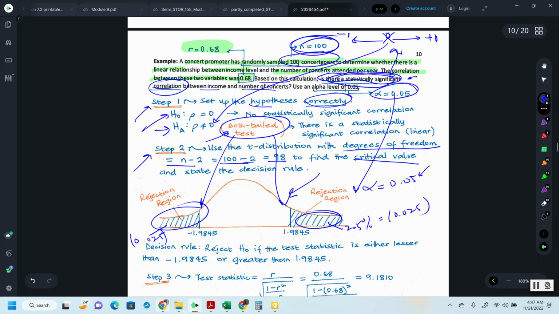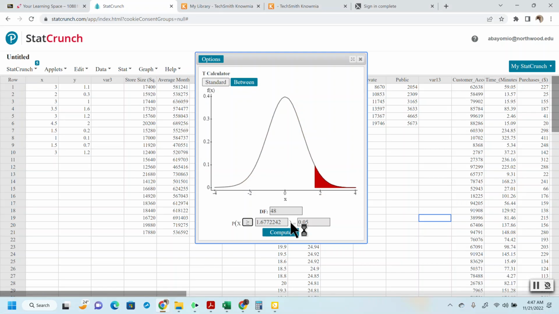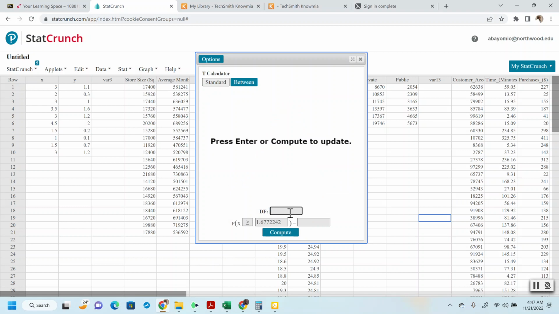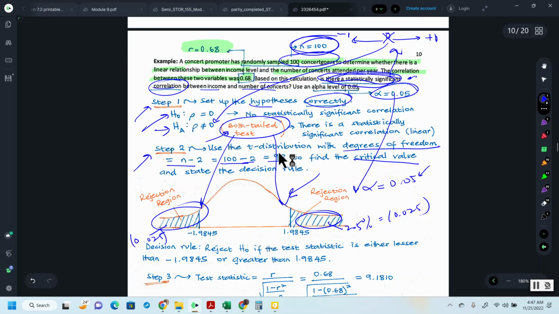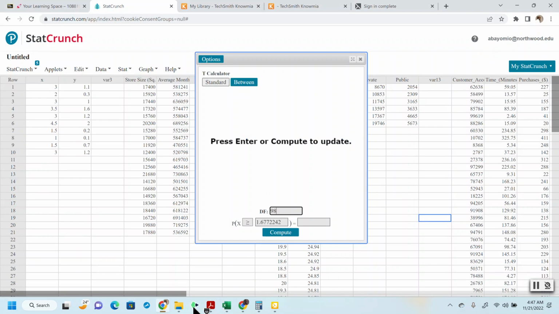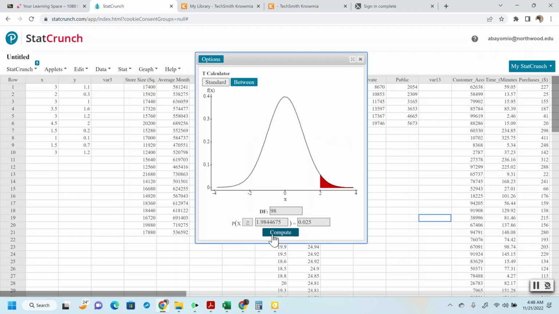So I'm going to go to my T calculator, and I'm going to specify degree of freedom, 98. Back to the question, 98 is my degree of freedom. And in the upper tail, I have 0.025. That is 2.5%. So let's go back here. I'm going to choose 0.025. And I'm going to choose greater than, compute. And so this is the critical value, 1.98445.